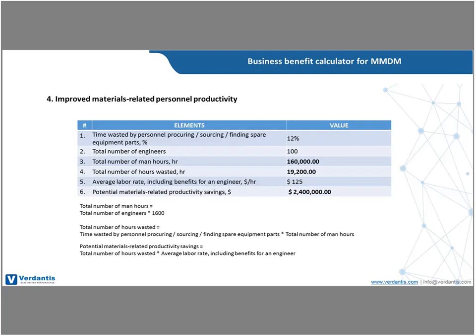And the next area for benefits calculation is productivity of your personnel. So, this is a small number. As you saw earlier, 60% of their time was spent looking for parts and identifying parts. This client used a conservative number of 12%. They had 100 engineers, so that related to 160,000 man hours. Of that, 19,000 were wasted at an average labor rate of $1.25. They saw the potential savings if they could eliminate that 12% of over $2 million through personnel productivity.